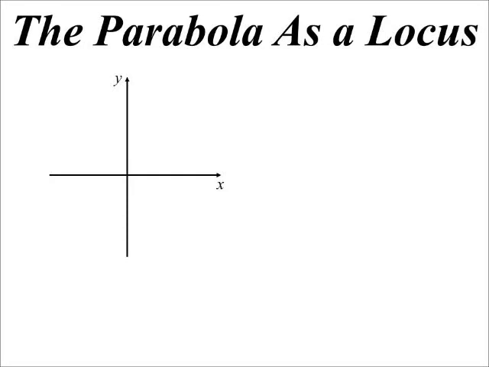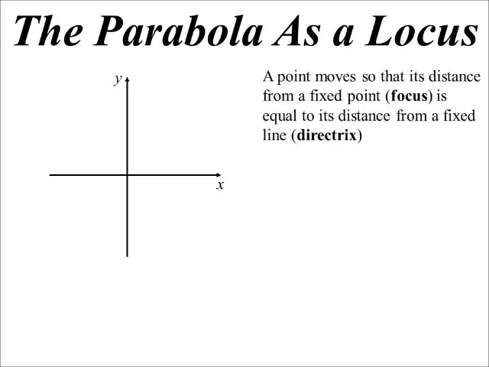So we looked at locus in general. But now let's go back to our quadratics. What we're more interested in now is how do we define it geometrically, the parabola? Yes, we know the basic one's y equals x squared. There's the formal definition. A point moves so that its distance from a point, which we call the focus, is equal to its distance from a line, which we call the directrix.